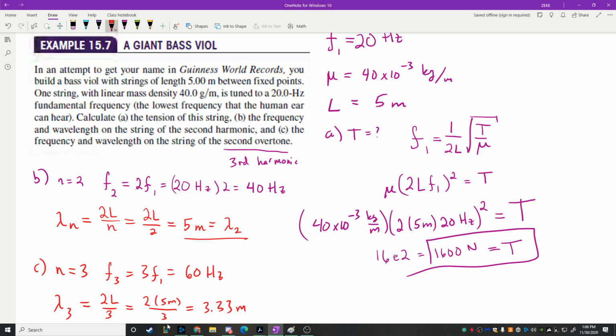Pipe instruments work. You can read about all this stuff if you want to in chapter 16. But fundamentally what's going on is standing waves. And if you understand one type of standing wave, it should be pretty easy to understand another type.